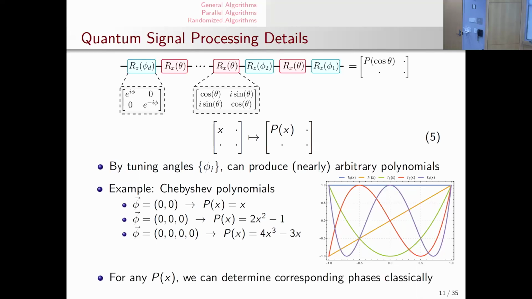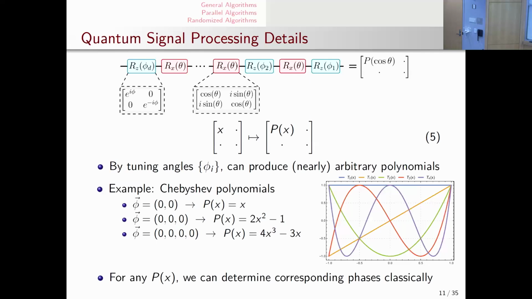And crucially, for any polynomial that satisfies some relatively mild conditions, there is a way in which we can classically determine the corresponding phases to realize that polynomial. And so the workflow is you can design some polynomial that you want to implement, and you can classically determine what phases correspond to that implementation. And you can input those phases into your quantum computer to output this polynomial, to realize it quantum mechanically. Okay? Yeah, go for it.